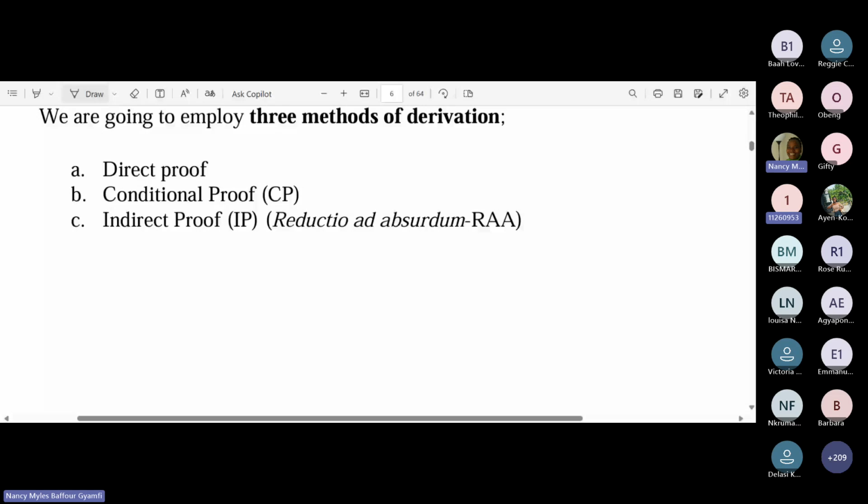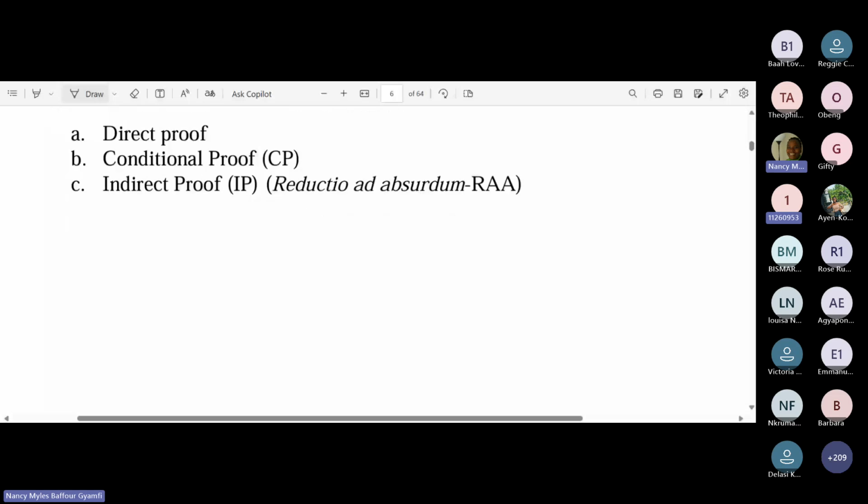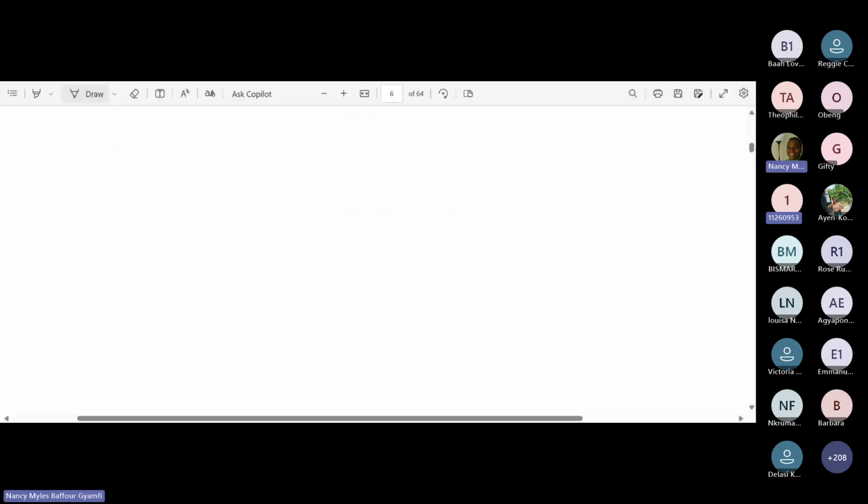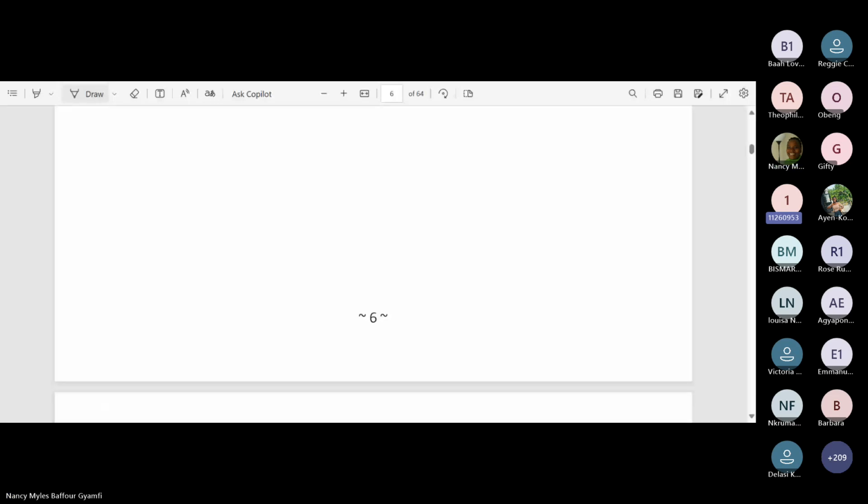Back to our screen now. Okay. So you know that you are doing direct proof, you are doing conditional proof, you are doing indirect proof, which is also called reductio ad absurdum. And that is page 6 of your 64 page reader. Can I move on? Unless you have a question on that page. I want to move on now.